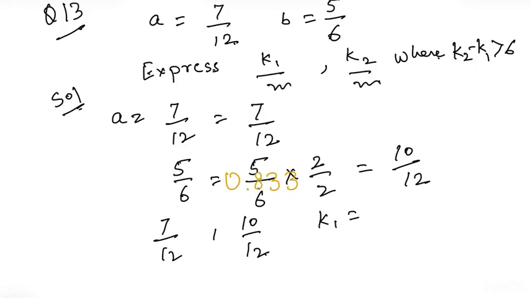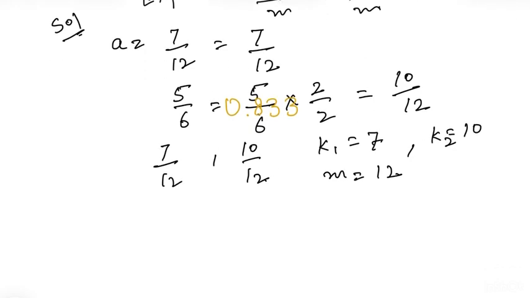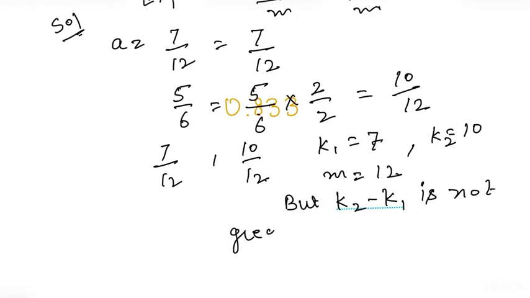Now your k1 is 7, k2 is 10, m is 12. But this is not the solution. Why not? Because k2 minus k1 is not equal to 6, so this is not even equal to 6. What was he saying? It should be greater than 6. So it is not greater than 6.